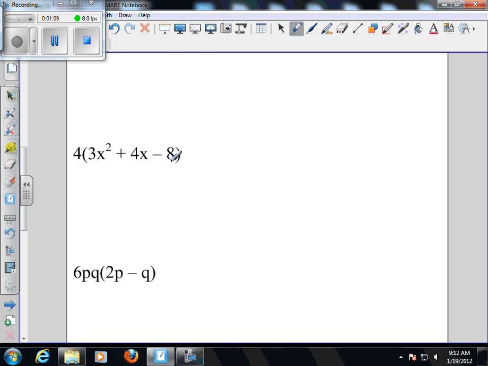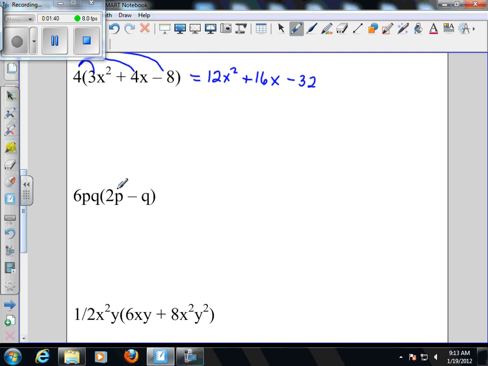Now this next one, what we're going to do is use our distributive property, which we've had a lot of practice doing, and we're going to distribute the multiplication of the 4 to each term. So we get 4 times 3x squared gives us 12x squared. 4 times 4x gives us 16x. And 4 times negative 8 gives us negative 32. So we get 12x squared plus 16x minus 32. Moving on to the next one.